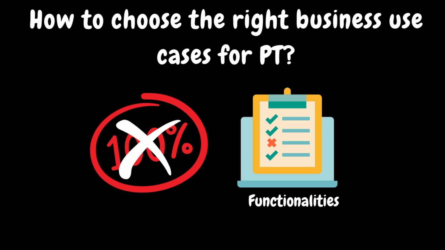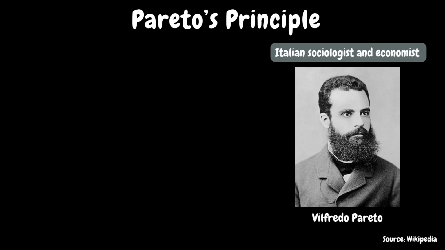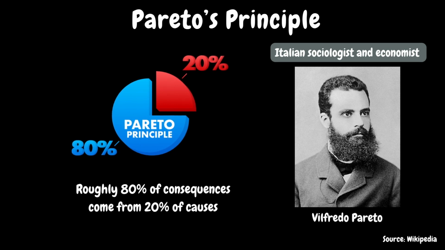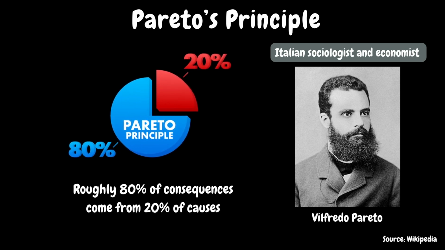To understand the reason behind this, let's discuss Pareto's principle. Pareto's principle was written by Vilfredo Pareto, who was an Italian sociologist and economist. He wrote about it while teaching at the University of Lausanne. The principle states that for many outcomes, roughly 80% of consequences come from 20% of causes.